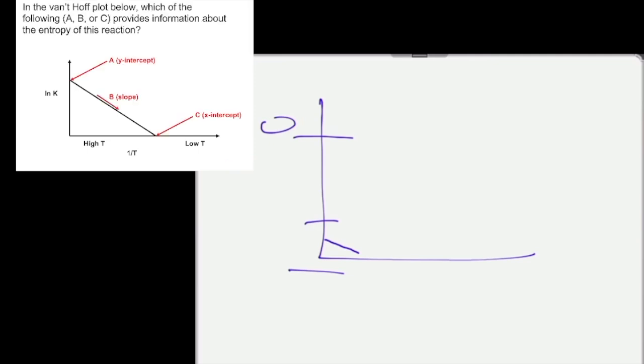Point is, if you go through this, in this Van't Hoff plot, A, B, or C, where do you get entropy? This one everybody should be able to get for sure.